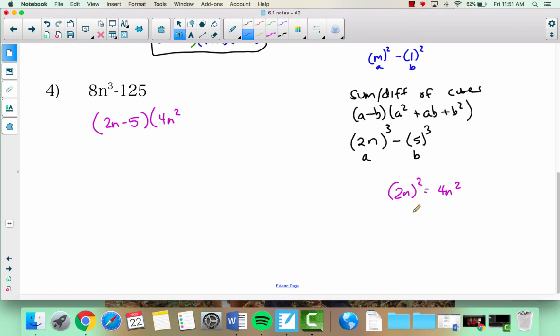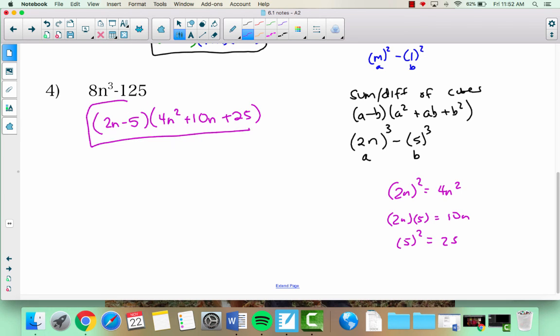Then a times b, so 2n times 5 is 10n. So I'm going to have plus 10n. And then lastly, b squared, that's 5 to the second, which is 25. So plus 25. And then you'd be done. Usually when you've used the sum or difference of cubes, it's no longer going to be factorable after that, so this would be your final answer.